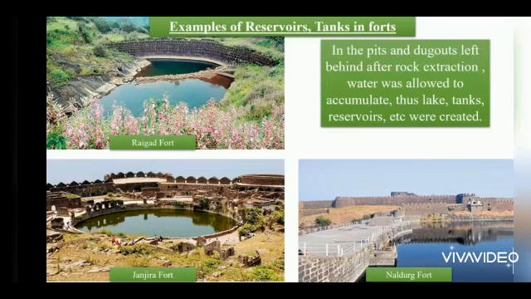Most of the hill forts in Maharashtra have lakes or elephant yards, as they are called. Actually, these are old quarry sites. Rock was extracted from these sites and used for construction of the fort and other buildings. In the pits and the dugouts left behind after rock extraction, water was allowed to accumulate, and these lakes, tanks, were created.